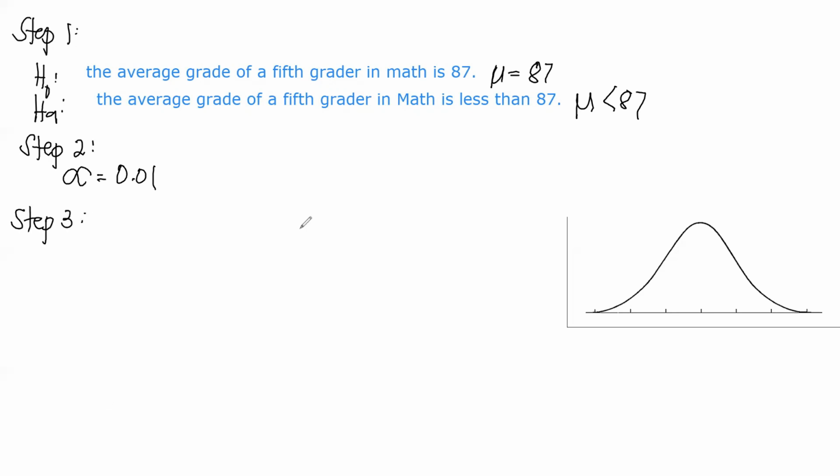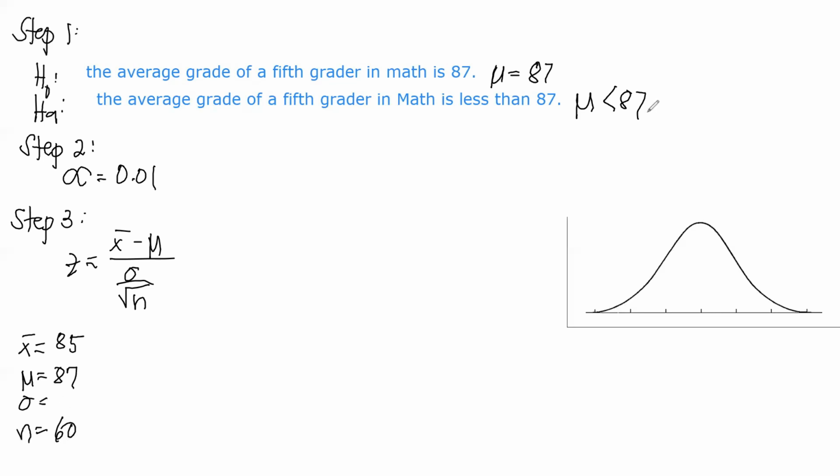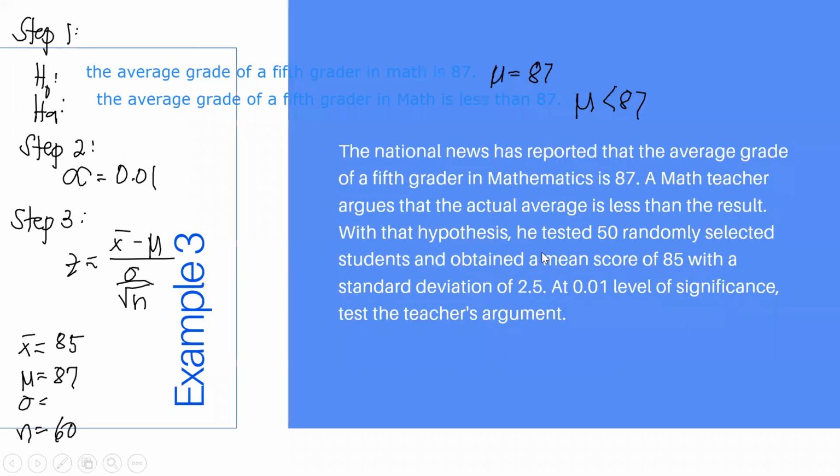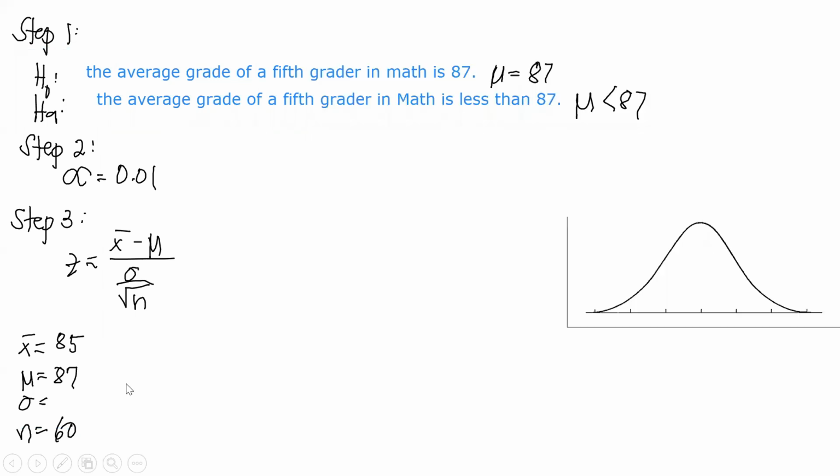For step 3, we have the formula Z is equal to x bar minus mu over sigma over square root of n. Our x bar is 85. Our mu is 87. Our sigma is, okay, and our n is 50. By the way, class, I forget what is the sigma. So let me check first in our problem. Okay, it's 2.5.